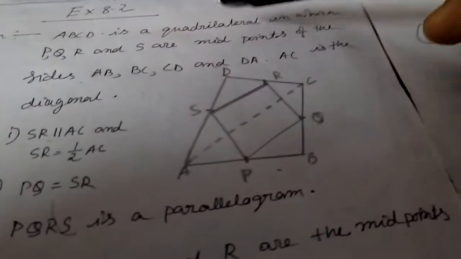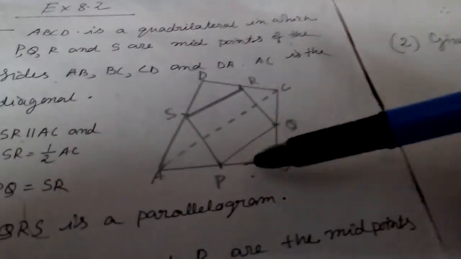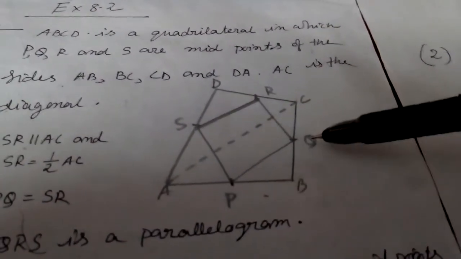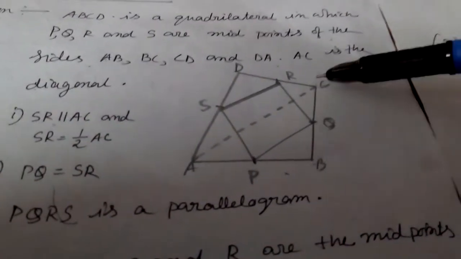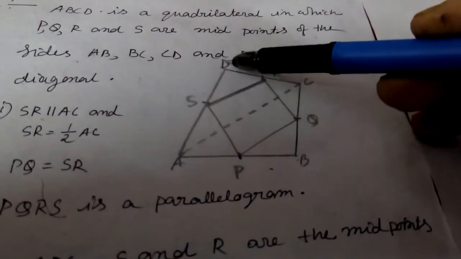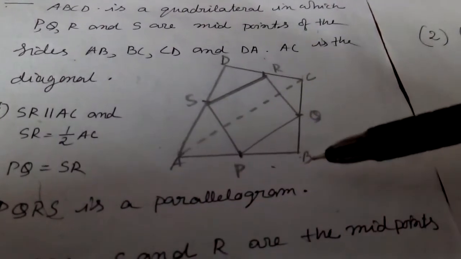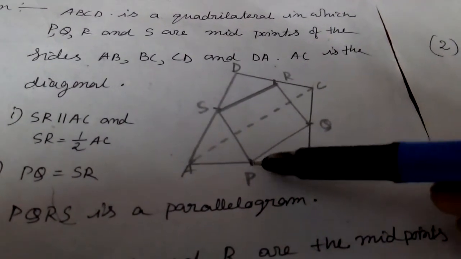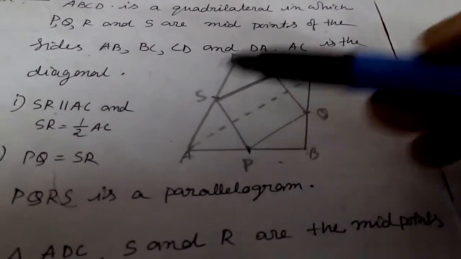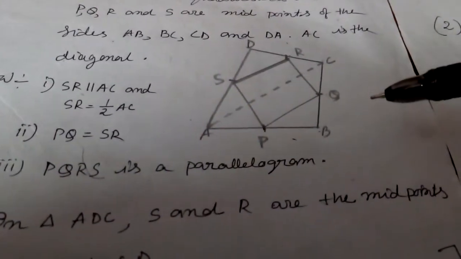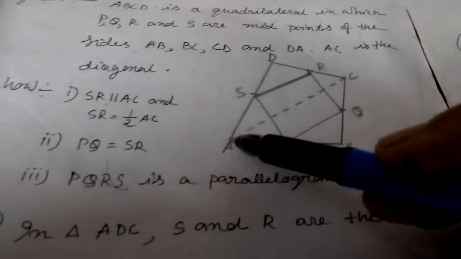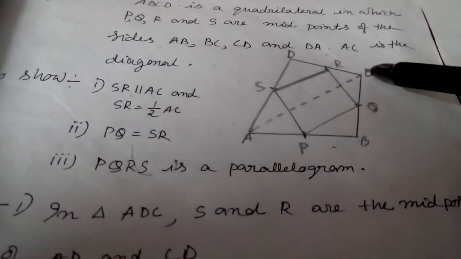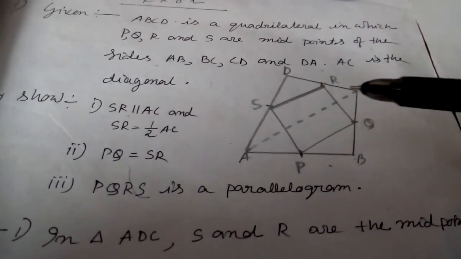ABCD is a quadrilateral in which P, Q, R, S are midpoints of AB, BC, CD, DA. To prove: PQRS is a parallelogram. Now construction, we draw AC. Now proof.